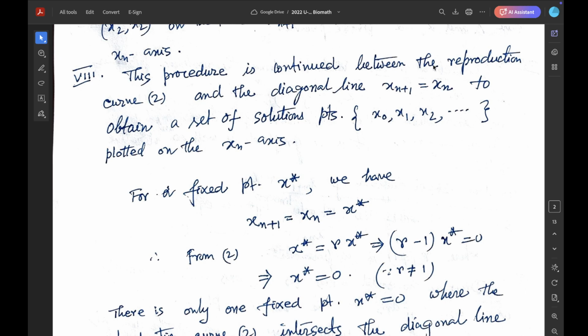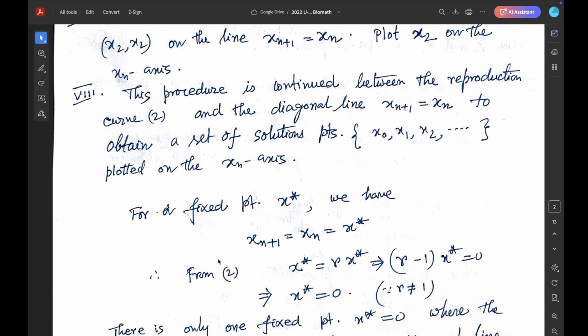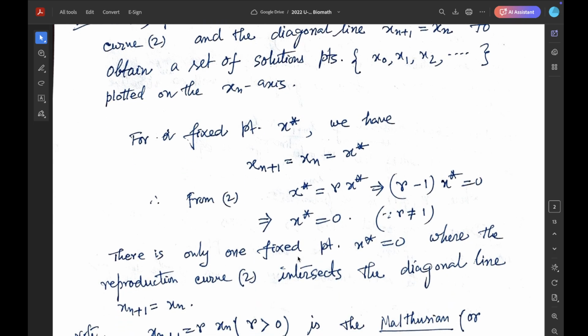So this procedure is continued between the reproduction curve and the diagonal line xn plus 1 equal to xn to obtain a set of solution points x0, x1, x2 plotted on the xn axis. Now for a fixed point x star, we have xn plus 1 equal to xn equal to x star. Putting the value of x star into equation 2, xn plus 1 equal to r xn, gives x star equal to r x star, and solving, for r not equal to 1, we get x star equal to 0. This is the only fixed point, and it is the intersecting point between the diagonal line and the reproduction curve xn plus 1 equal to r xn.